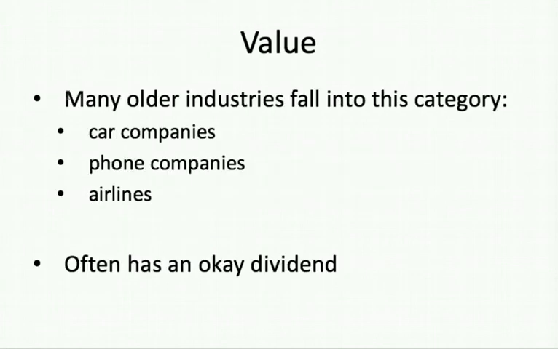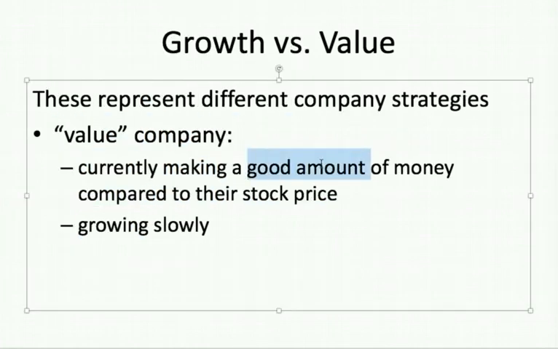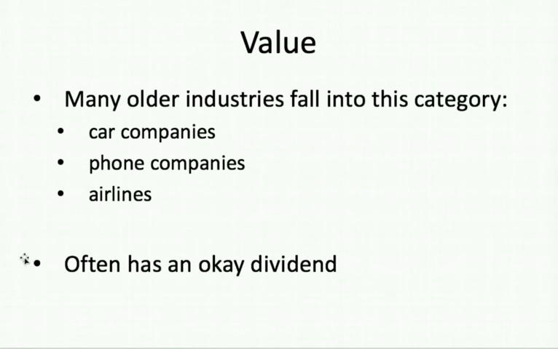The industries that fall into this value category tend to be older industries. So car companies, phone companies, airline companies tend to be value companies. These value companies may have grown really fast when they were first new, but by now their growth has very much slowed, and they've fallen into this value category of slow growth, but are making money right now. These value companies also tend to pay an okay dividend. Okay, so there's your value compared to growth.